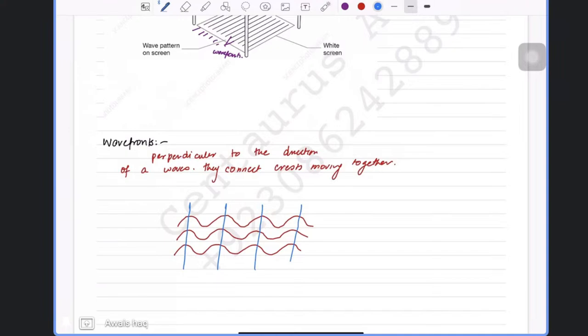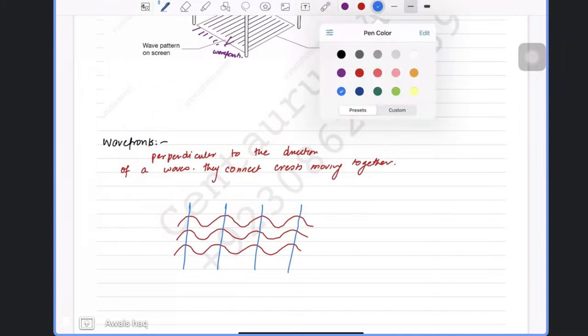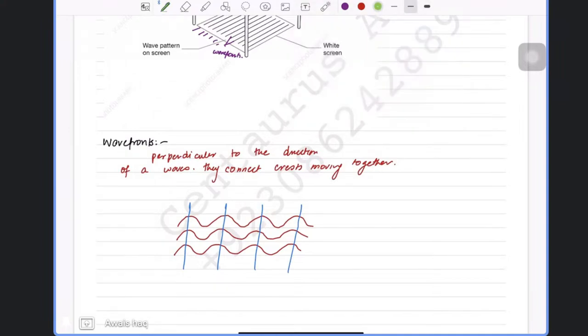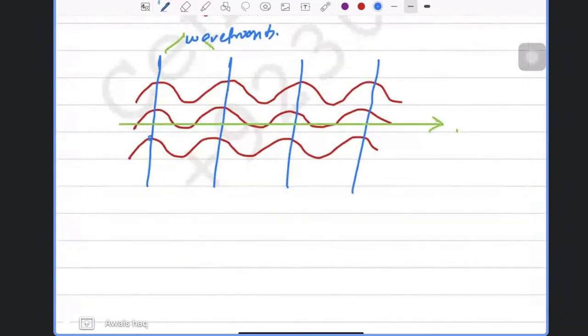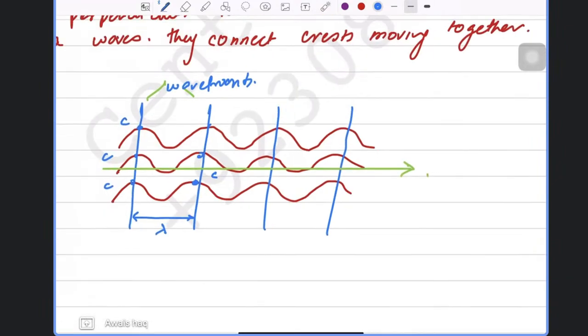So actually what I'm saying is that the wave is moving this way. This is the direction of the wave, and these are wave fronts. And you also need to remember they connect crests together. So if you look at the distance, like there's a crest, between one wave front to another, you can also find the wavelength through that.